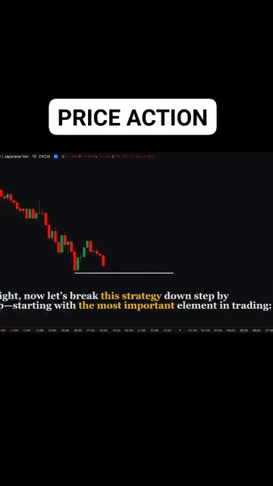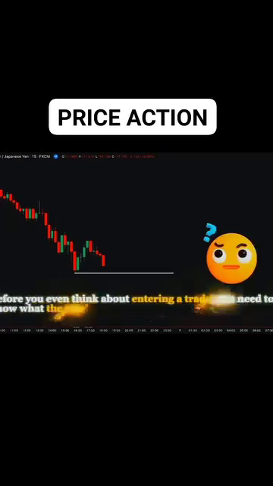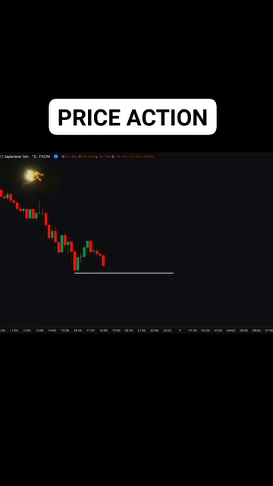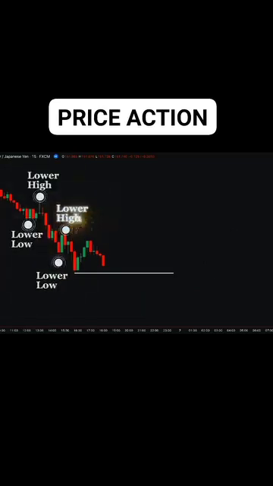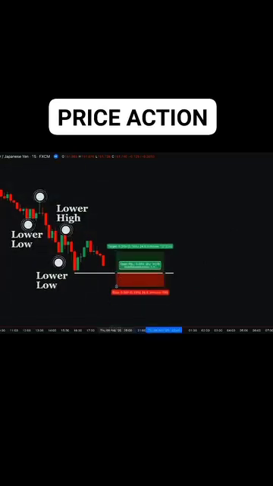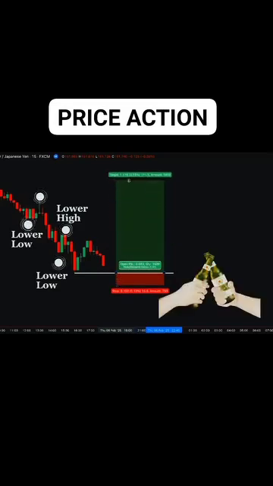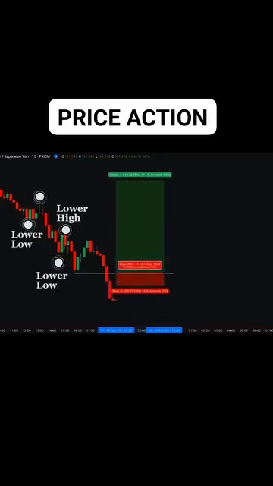Alright, now let's break this strategy down step by step, starting with the most important element in trading, understanding the trend. Before you even think about entering a trade, you need to know what the market is doing. You see the market making lower highs and lower lows. It's clearly in a downtrend, but you try to buy, thinking it might reverse. Instead, price keeps dropping and you're caught on the wrong side.